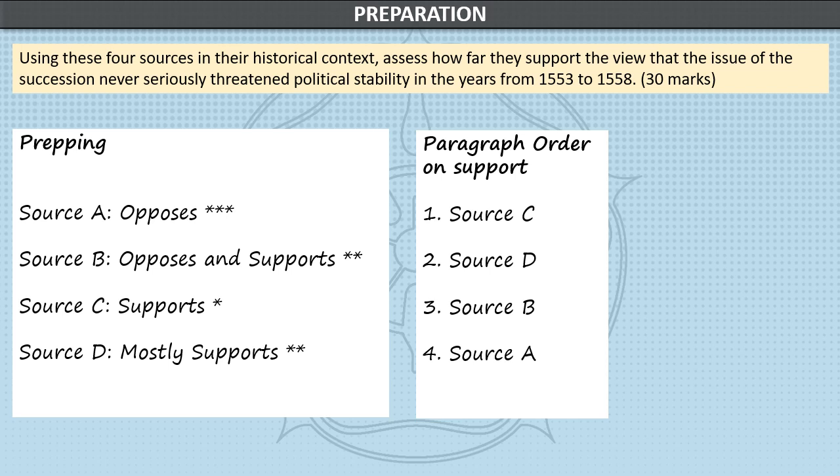But what you can also do, showing slightly more engagement with the sources as a collection, is to decide on a running order which is slightly different. So one way I could do this is to have an order of paragraphs based on how far they support the view. And having prepped them, the running order, if I was to do this, would be my first paragraph would be C, my second D, my third B, and my fourth A.